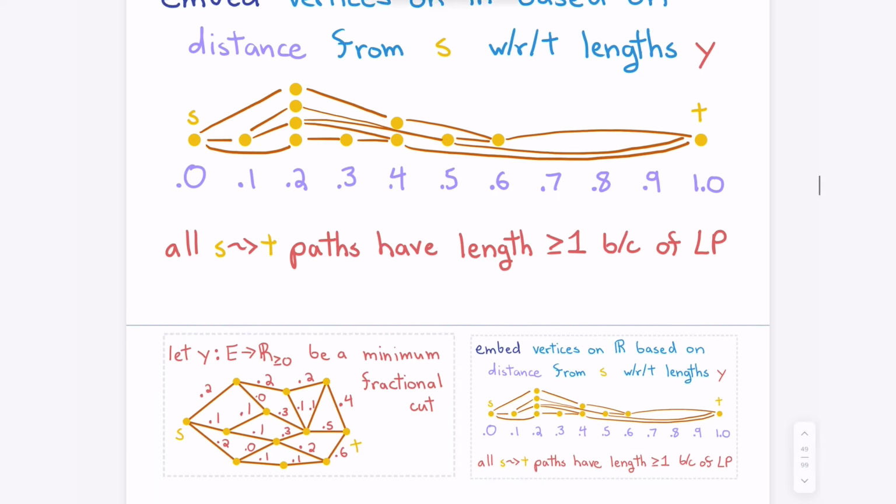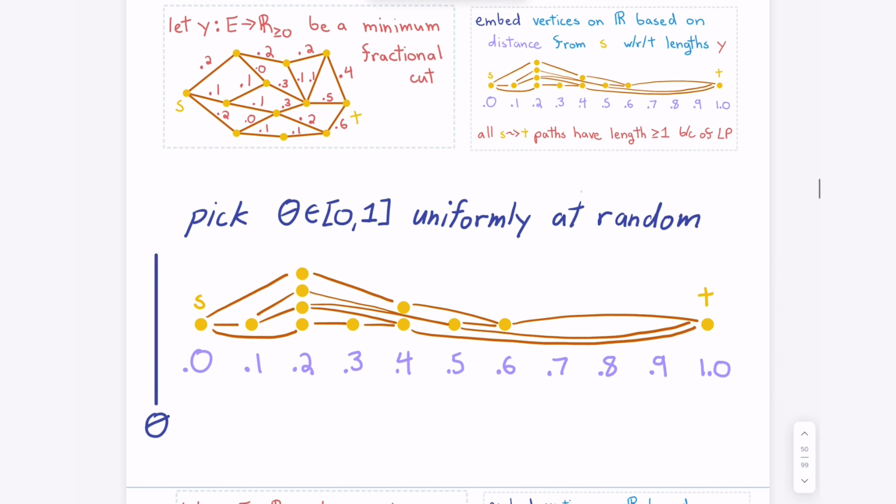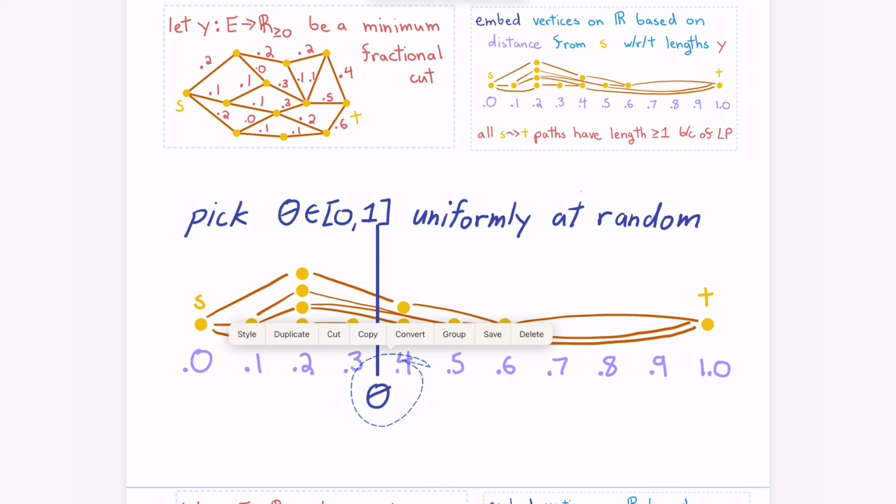So we'll just choose a random value, uniformly random between 0 and 1. And some vertices will be on the S side and the others will be on the T side. And we'll take all the edges that are going across this cut. Okay. This is called a sweep cut.